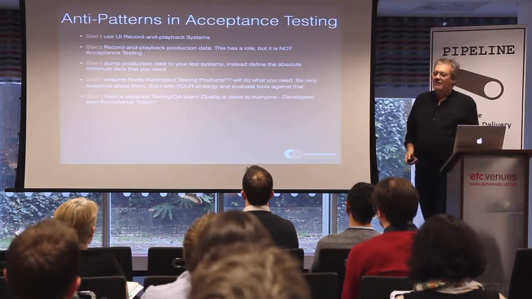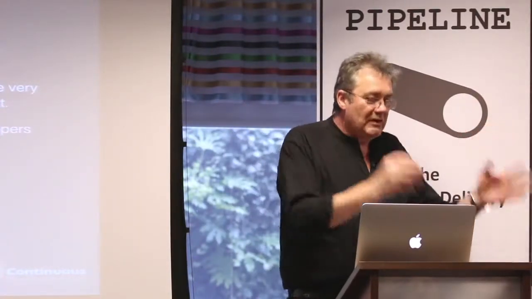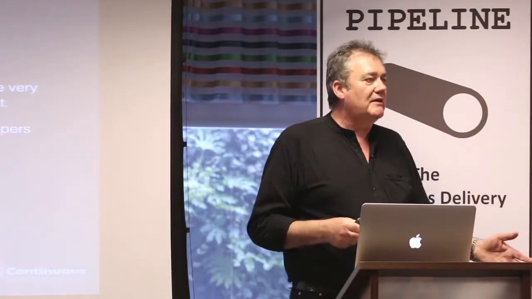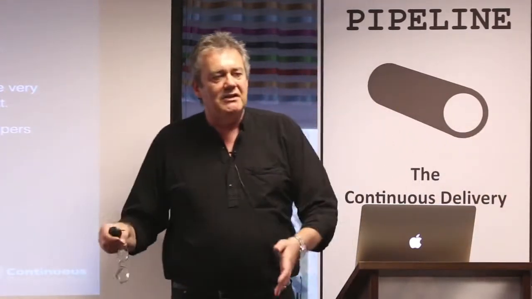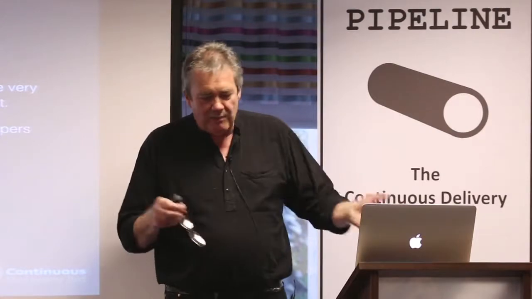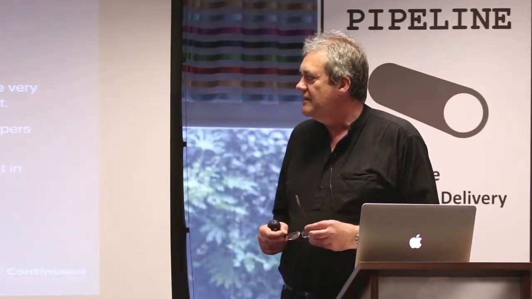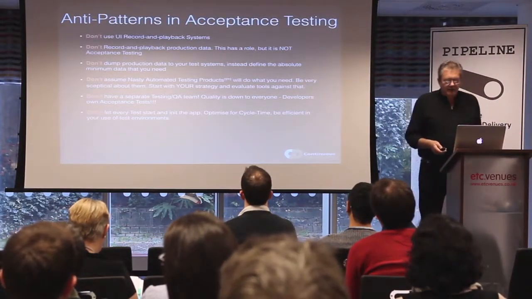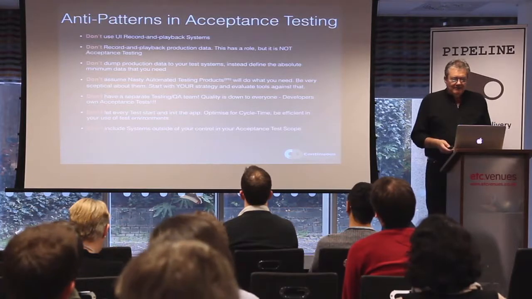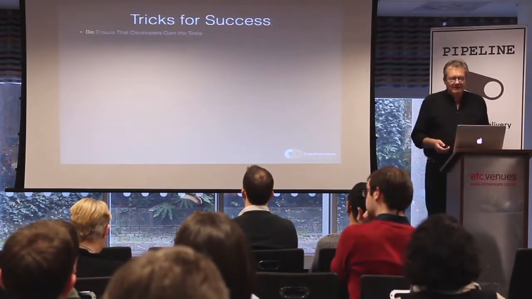Don't have a separate QA team. Having human beings who are specialists in testing is a very good thing for many teams. I'm not saying don't have QA people, but don't have them writing the acceptance tests separate from the developers. Developers own the acceptance tests. Don't let every test start. Don't do that either. Don't include systems out of your control. Don't put waiting instructions. I've talked about all of these.